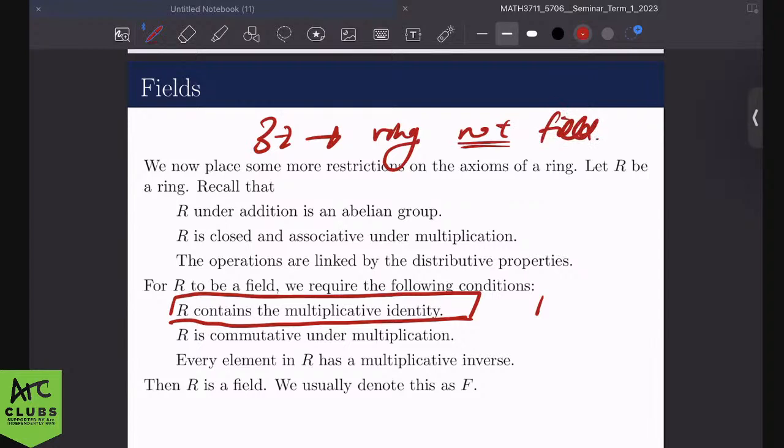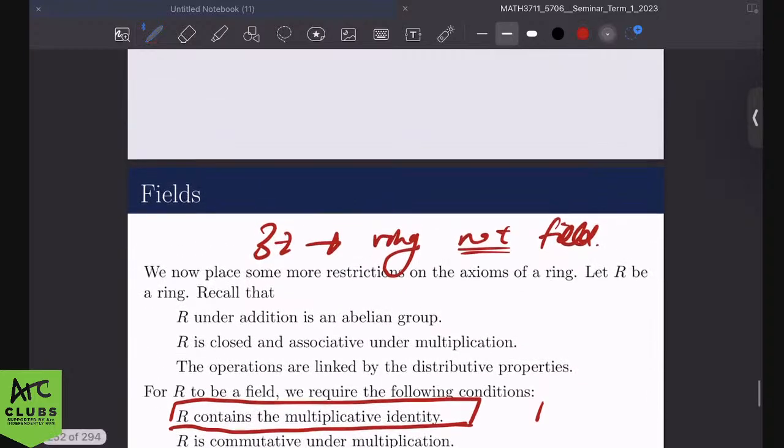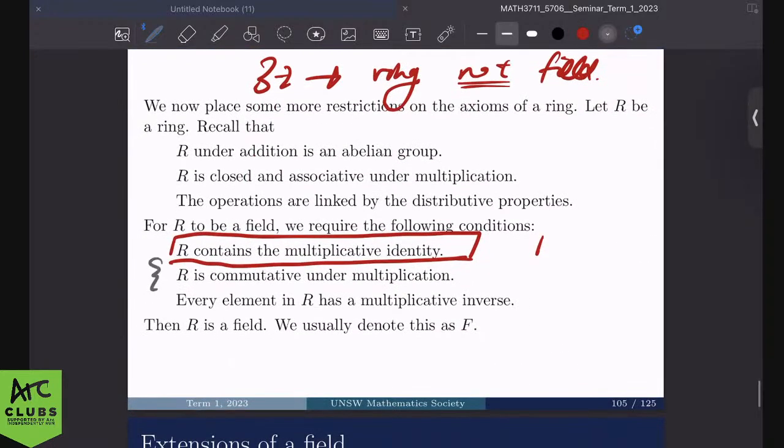But that's not all you need. You also need to have a commutative domain. And also, you need to have a multiplicative inverse of everything. That's the big one, right? Because before, for example, in Z, you have 1, 2, 3, 4, 5, and so on. The only units are 1 or minus 1. None of the other elements are units, because none of them are invertible.